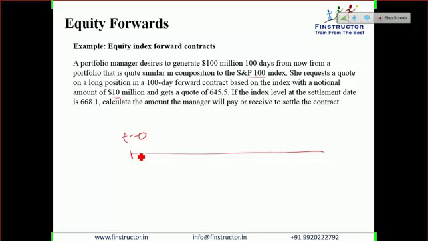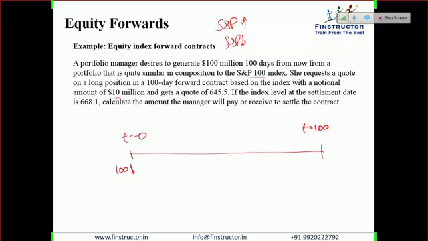She wants to generate $100 million 100 days from now from a portfolio that is quite similar to the S&P 100 index. So she wants that at t equal to 100, the performance of this $100 million should be similar to how the S&P index has performed. If the S&P has gone up, then this $100 should also go up. If the S&P index has gone down, then this $100 should also go down, or the performance should be similar to how the equity index has performed.